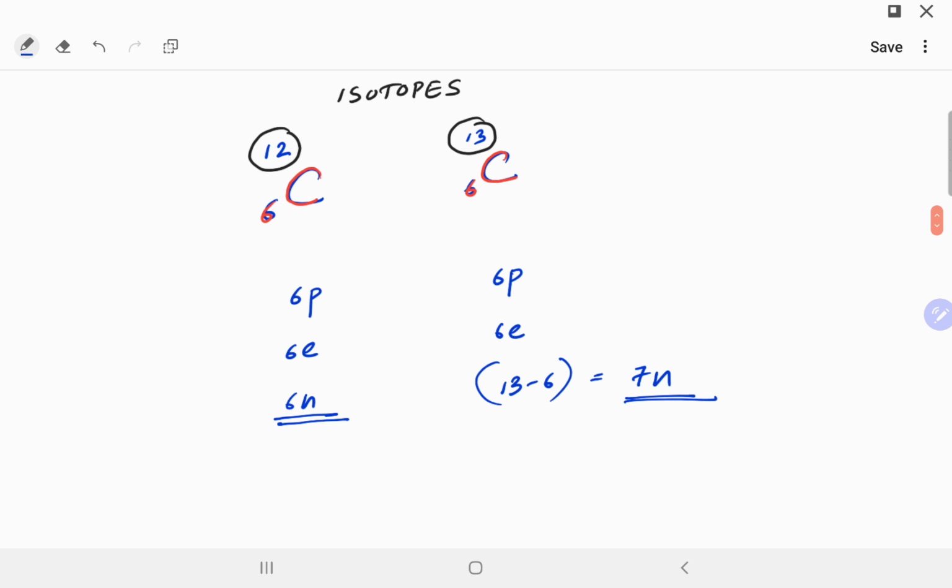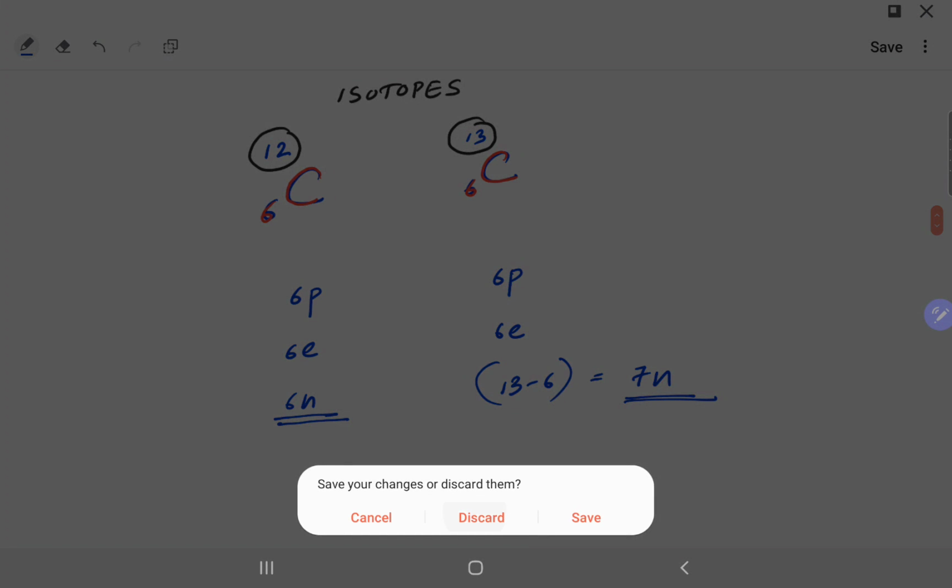But of course, you have changed the number of neutrons in these two atoms. Neutrons are neutral particles, but they are heavy neutral particles. Therefore, their masses are different. That is why the mass number is changing for these two carbon atoms. We call them isotopes. I hope you are clear.